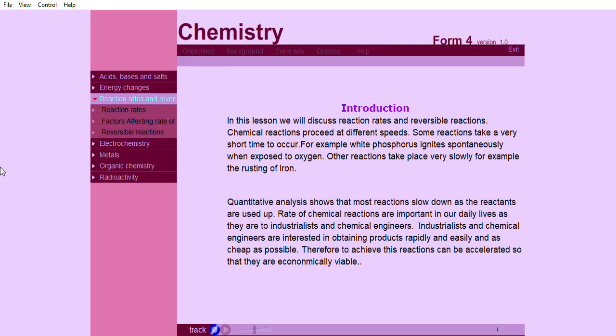Quantitative analysis shows that most reactions slow down as the reactants are used up. Rates of chemical reactions are important in our daily lives as they are to industrialists and chemical engineers. Industrialists and chemical engineers are interested in obtaining products rapidly and easily and as cheaply as possible. Therefore, to achieve this, reactions can be accelerated so that they are economically viable.